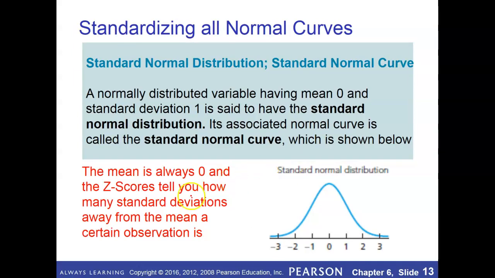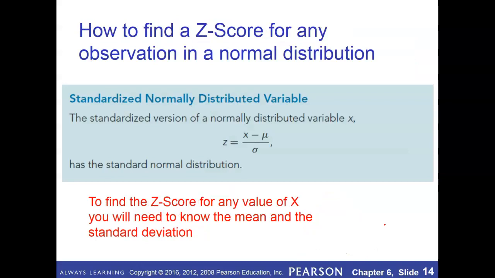Standardizing all normal curves. We talked about z-scores before, and a z-score always has a mean of 0 and a standard deviation of 1. So you can be 1 standard deviation or 2 or 3 standard deviations above the mean, or you can be 1, 2, or 3 standard deviations below the mean. We also want to review how you take a random x value and convert it into a z-score. This is something that we had, I believe, in Unit 3 or Unit 4.